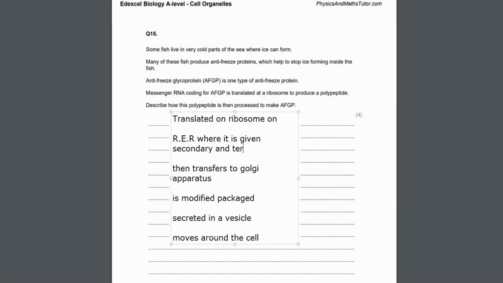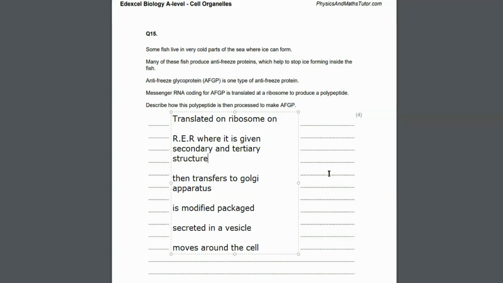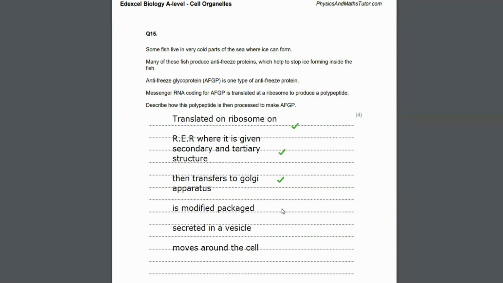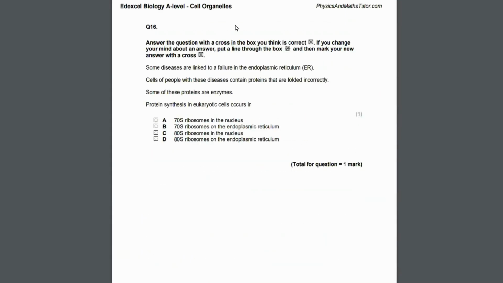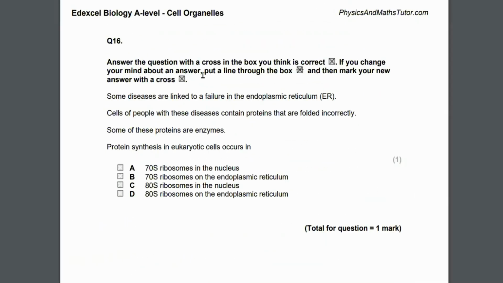Then it is transferred to the Golgi apparatus where it is packaged or modified. You'll get a mark for that. And you can say it's secreted in a vesicle and moves around the cell, but you could have also said a sugar is added because they told us it's a glycoprotein. So we could have added that a sugar is added to make a glycoprotein, and that would happen in the Golgi. Right, pause the video for question 16.